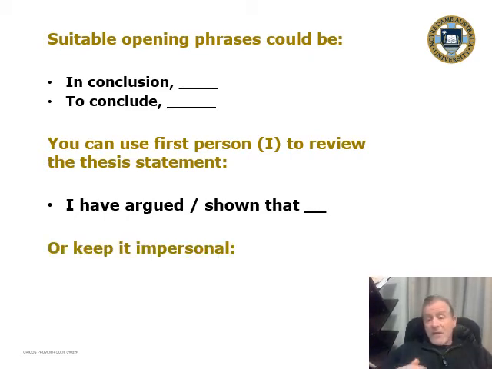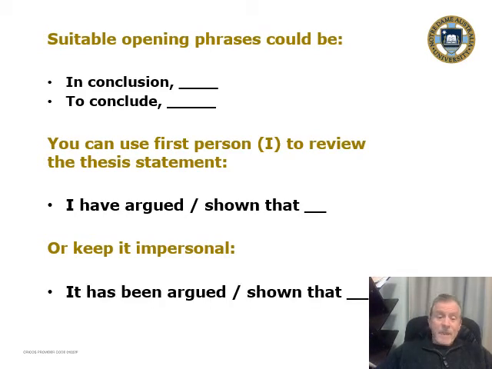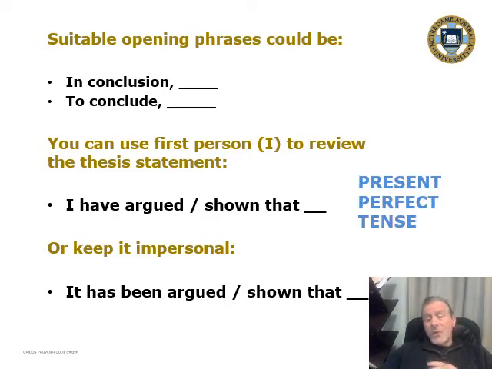Or, particularly if you've been using a more impersonal style throughout the rest of the essay, you'll probably want to continue with that. And it has been argued, it has been shown that, is the impersonal way of doing the same thing. Notice, by the way, the grammar here is what we call present perfect tense. I have done. It has been done. And it's the typical tense we use to make announcements. And that's why it's commonly found at the beginning of the conclusion.